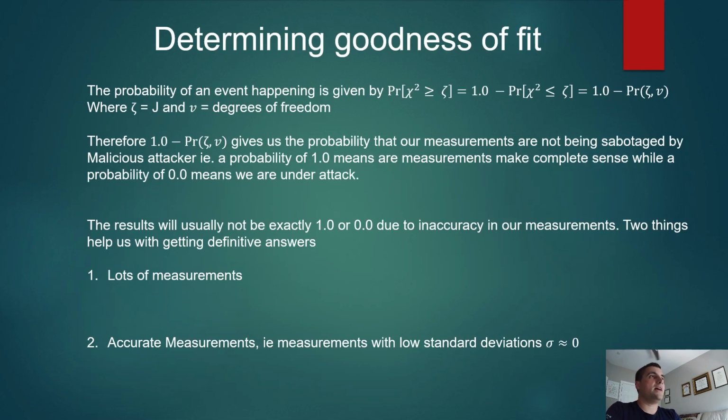So you take 1 minus that probability, which will give you your likelihood that the measurements have been tampered with. So a result of 1 means that your measurements are perfect, and 0 means that there's no way those measurements can be accurate. But obviously for this to work, we want lots of accurate measurements with low standard deviations.